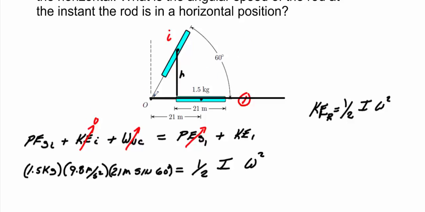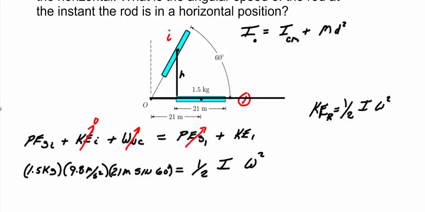We know we're going to have to use the parallel axis theorem here because we're rotating around this point here. We know the moment of inertia around its own centroid of a very thin rod is going to be 1/12 times its mass times its length squared. From the parallel axis theorem, the moment of inertia about point O is going to be the moment of inertia about its own center of mass, which will be 1/12 times mass times length squared, plus the mass times the distance squared.